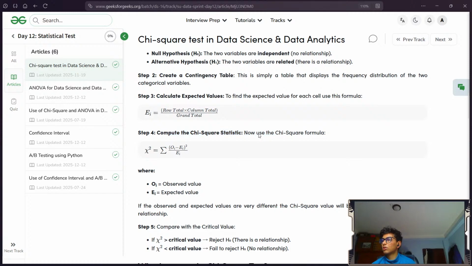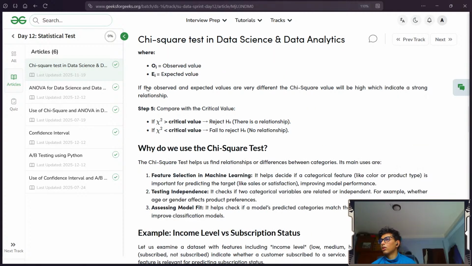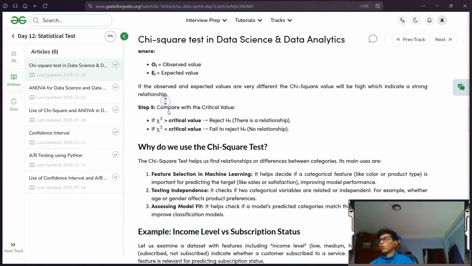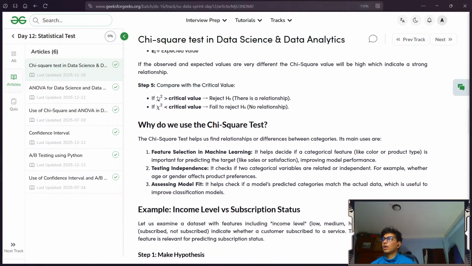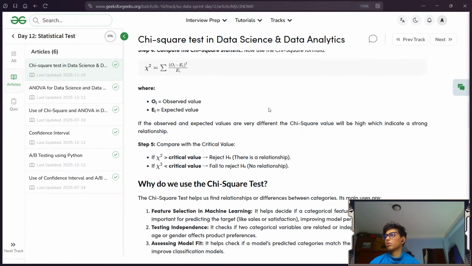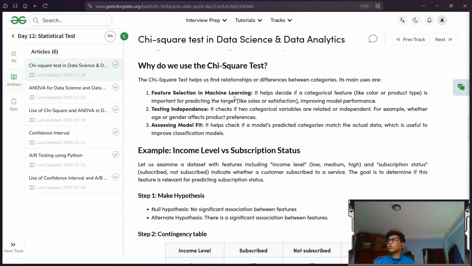Compute the chi-square statistic. Now use the chi-square formula, which is this, with the degree of freedom. X square is equal to summation of observed in a cell minus expected in a cell, squared, divided by expected in a cell. If observed and expected values are different, the chi-square value will be high, which indicates a strong relationship. Compare with the critical value. If chi-square is greater than the critical value, there is a relationship; if less, then fail to reject, meaning no relationship.